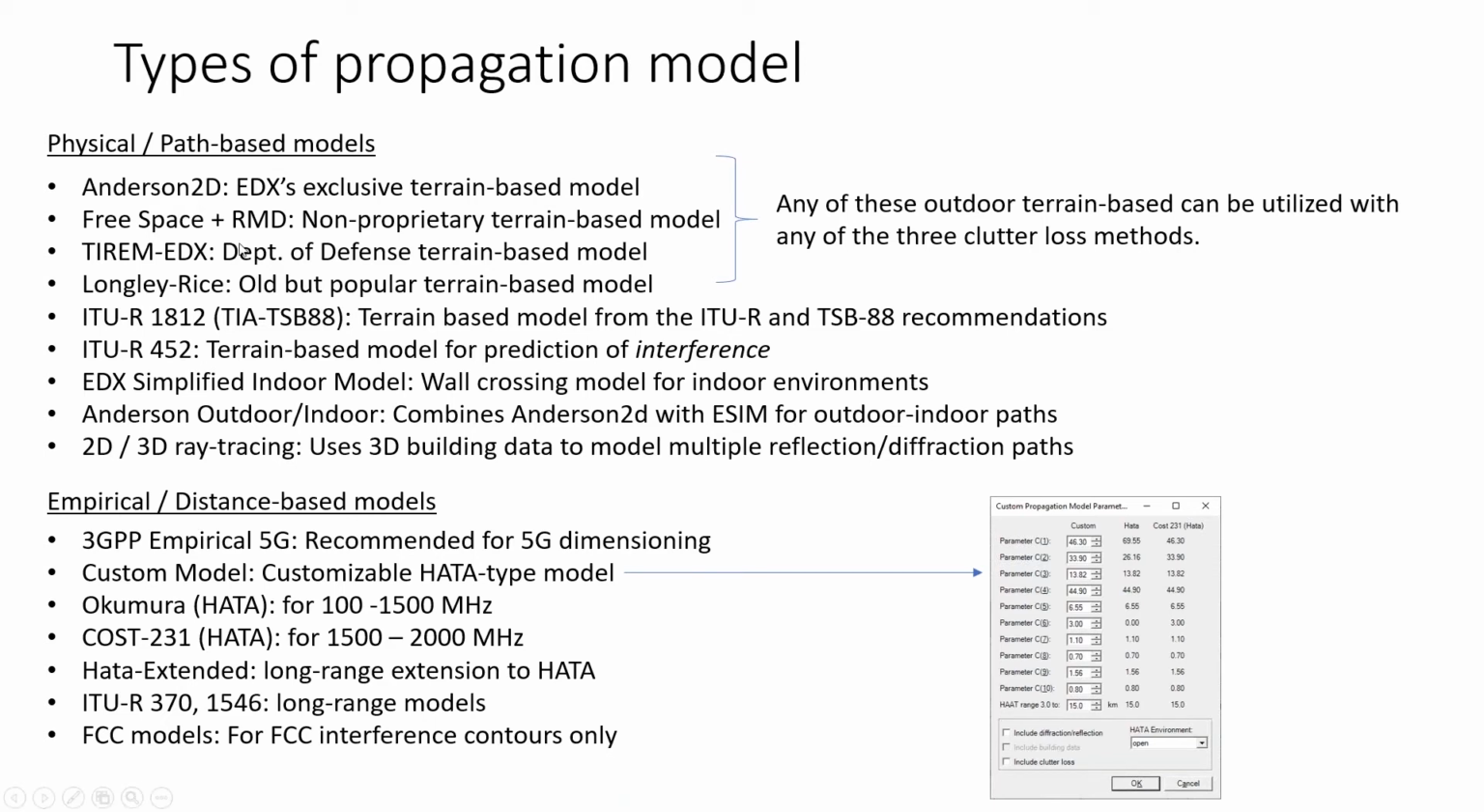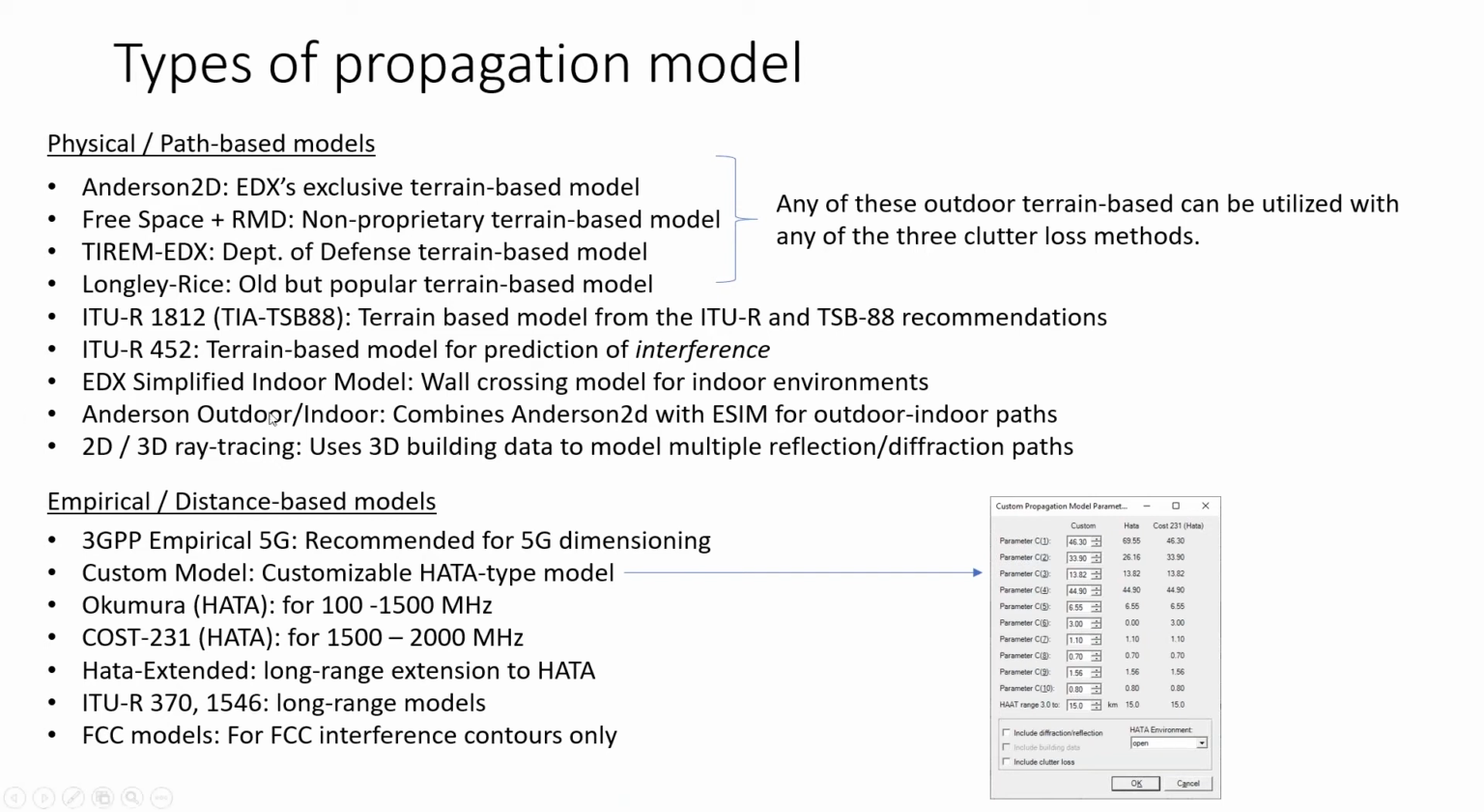The rest of the time, since you've got a high detail planning tool called SignalPro, and since you probably have access to high resolution geo data for terrain and clutter, it makes a lot more sense to use a physical path-based model, such as the Anderson 2D, the Free Space plus RMD, or the TIREM. And these are all physical path-based models with a few minor variations between them. Longley-Rice is an old but fairly popular terrain-based model as well.